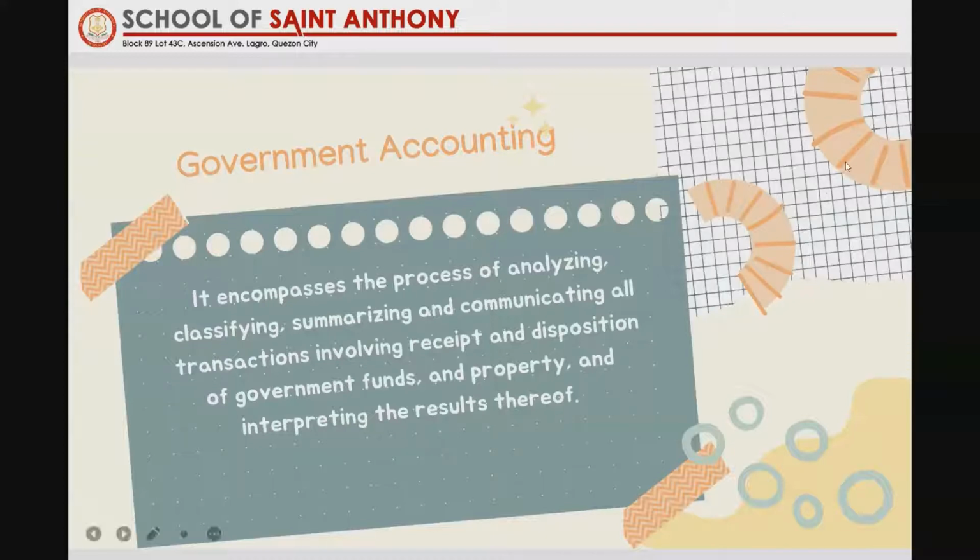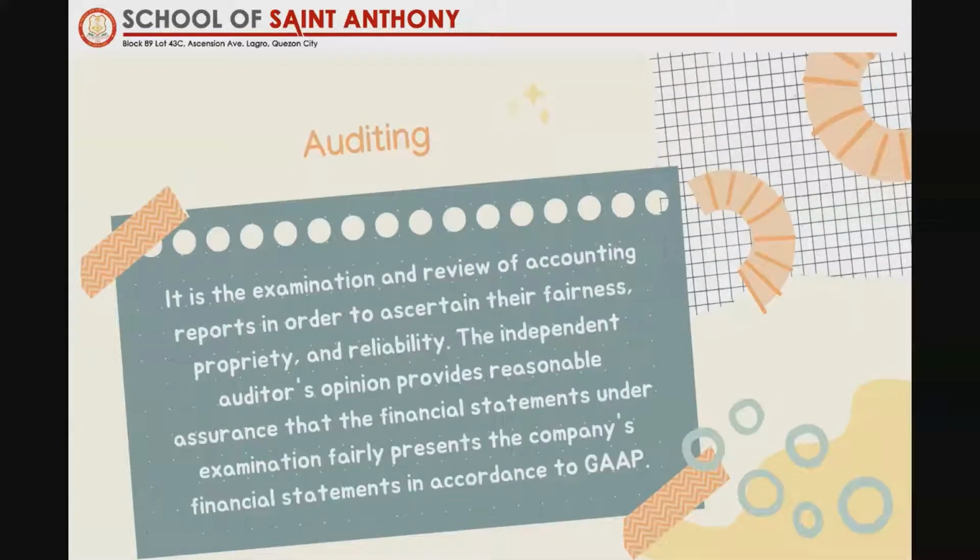Next, we have auditing. When we say audit, it means to check, okay? To audit means to check. What is the responsibility of the auditor? Its responsibility is to examine and review accounting reports in order to ascertain their fairness, propriety, and reliability. The independent auditor's opinion provides reasonable assurance that the financial statements under examination fairly represent the company's financial statements in accordance with GAAP, or the generally accepted accounting principles.